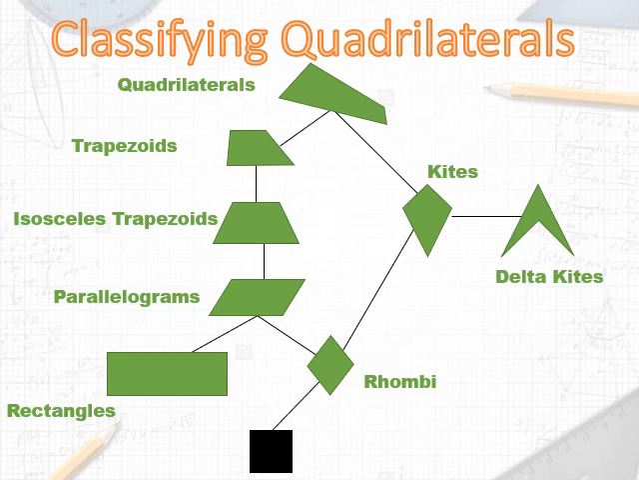And then finally, we get to square. So a square, you can see the lines connecting. A square is a rectangle. It's also a rhombus. It's also a kite. It's also a parallelogram. It's an isosceles trapezoid. It's a regular trapezoid. It's a quadrilateral. It is everything. So it has all of the properties of all the shapes. So let's check out and see what else.